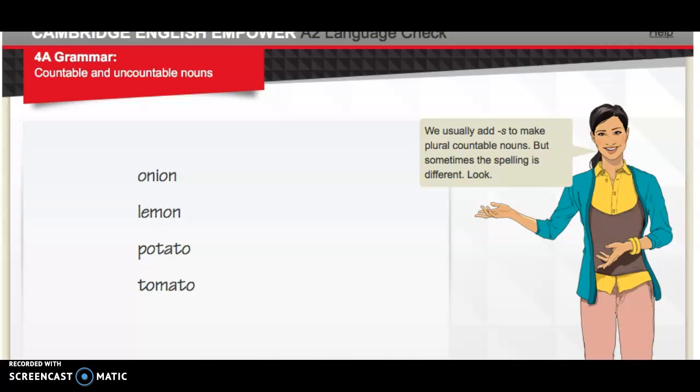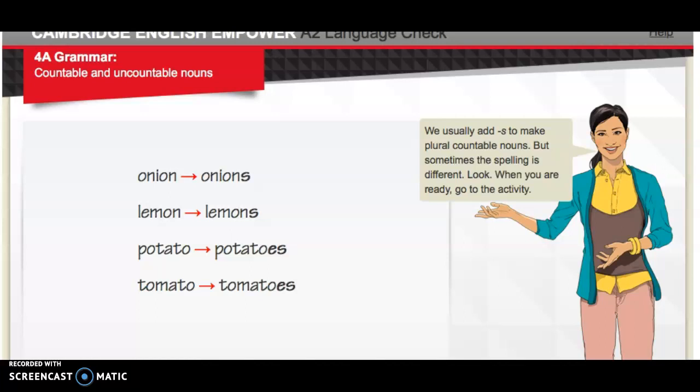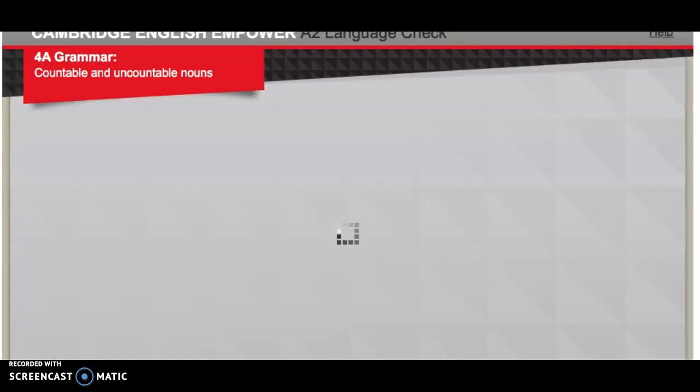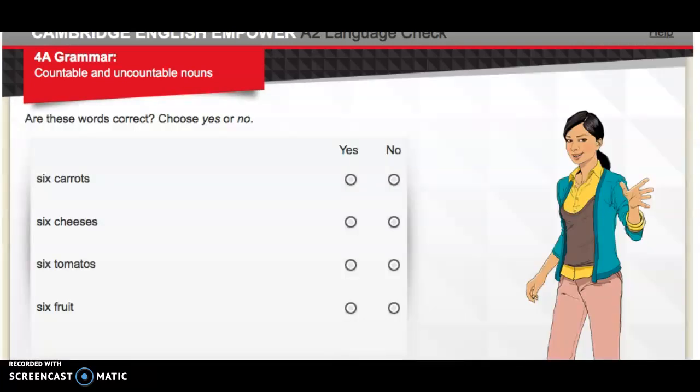We usually add s to make plural countable nouns, but sometimes the spelling is different. Look. When you're ready, go to the activity. Are these words correct? Choose yes or no.